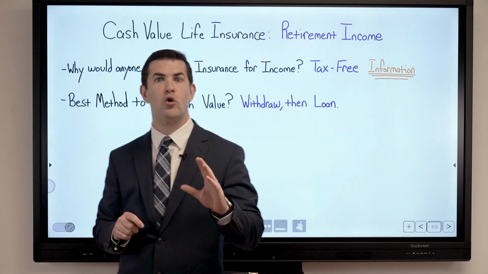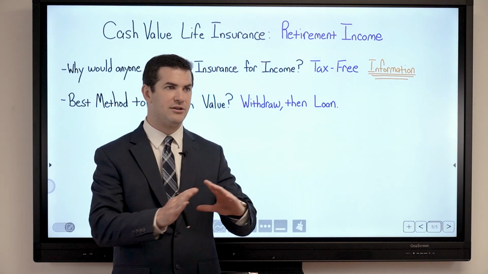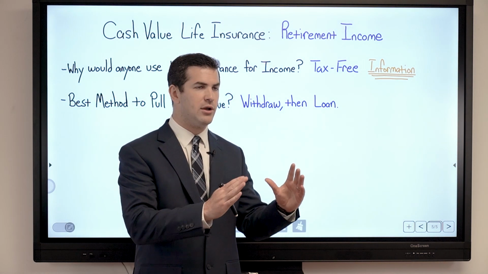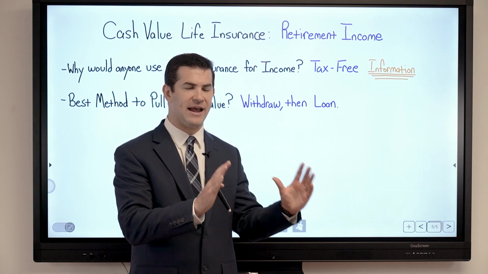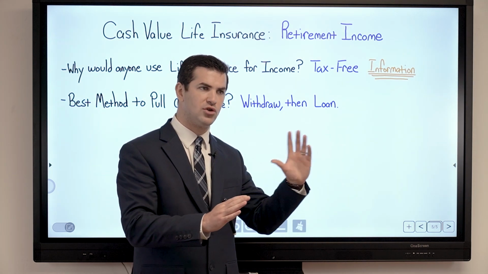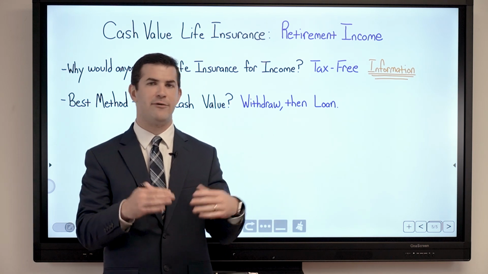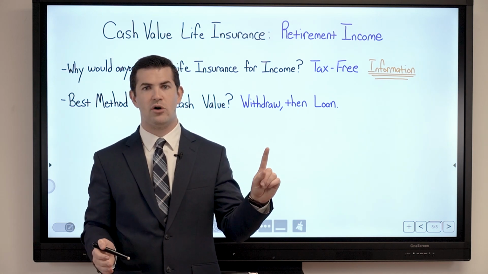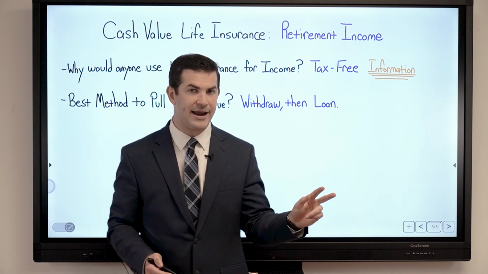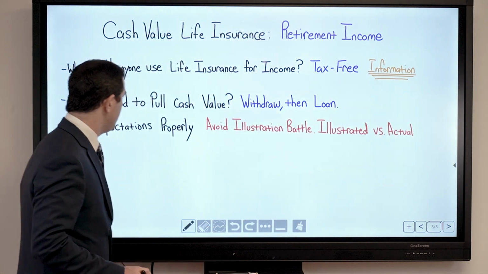What I will say is a lot of companies do that. When I say companies, corporations. So when we design policies for corporations, in almost every case, that is the strategy that they are using, distributing income to their employees, their executives, however that plan was set up. They're withdrawing up to the cost basis and then beginning to take out loans after the fact.